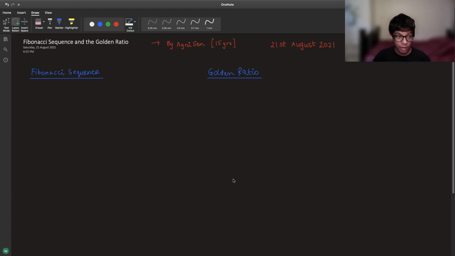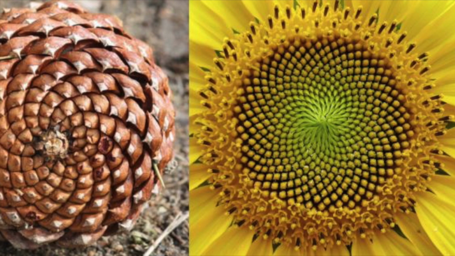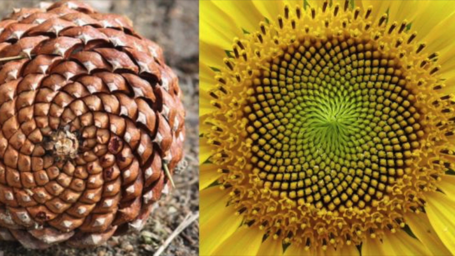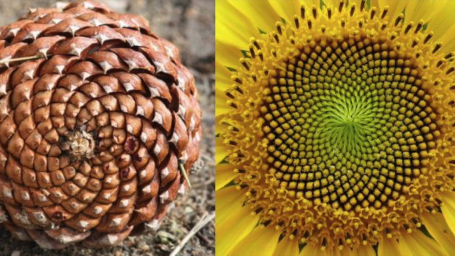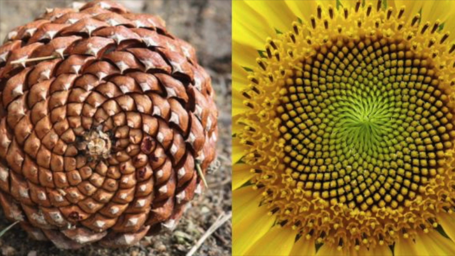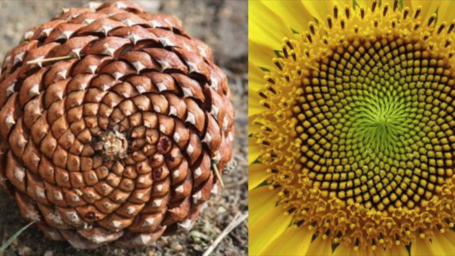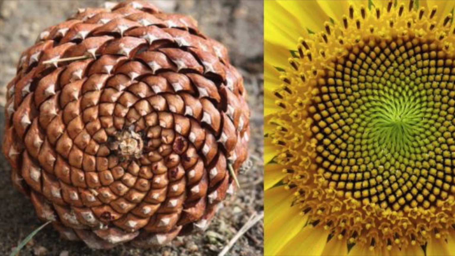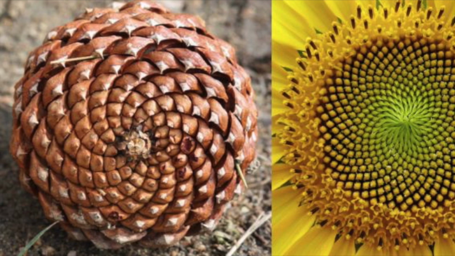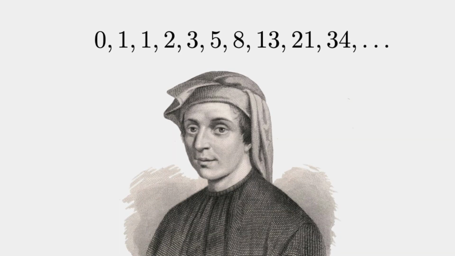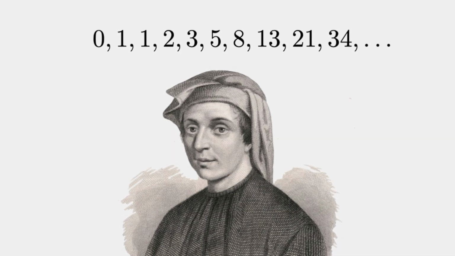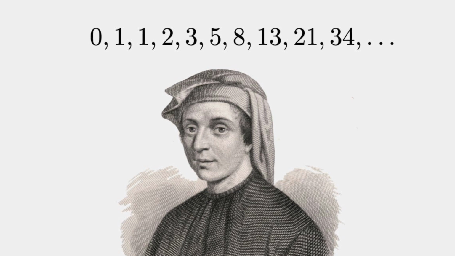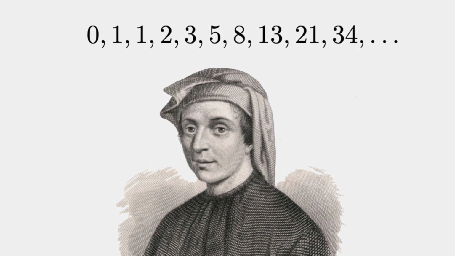Today, we're going to be talking about the Fibonacci sequence and the golden ratio. Let's start with the question. Have you ever counted the number of seeds on an intact sunflower? Or have you ever counted the number of fronds on a pine cone? If you have, the number you got is probably a Fibonacci number. But what is a Fibonacci number? Simply explained, a Fibonacci number is a number that occurs in the Fibonacci sequence.